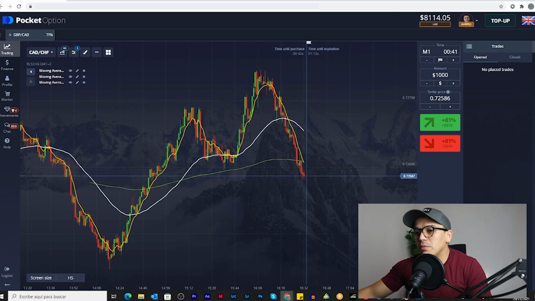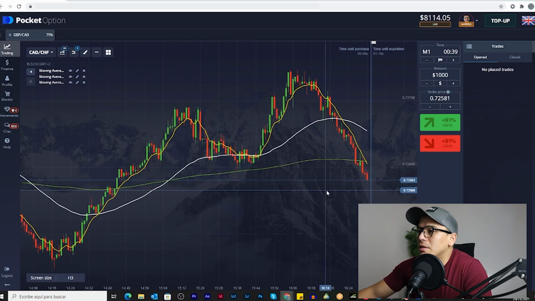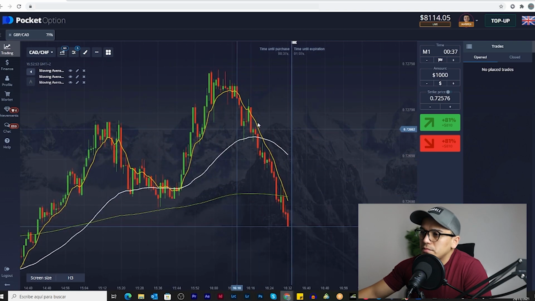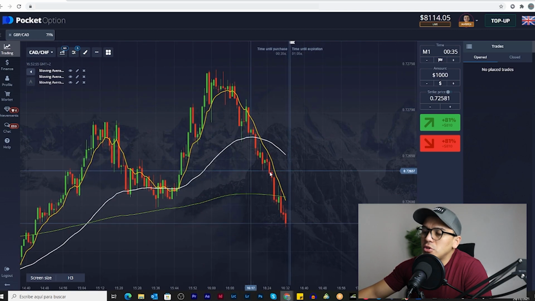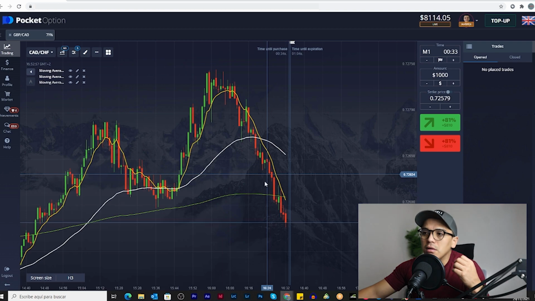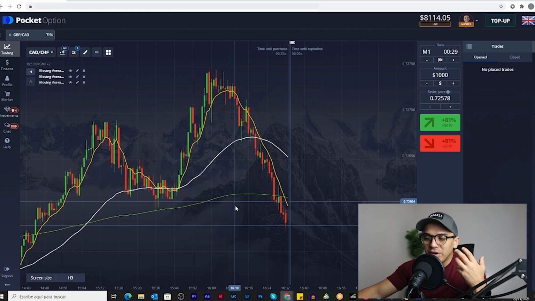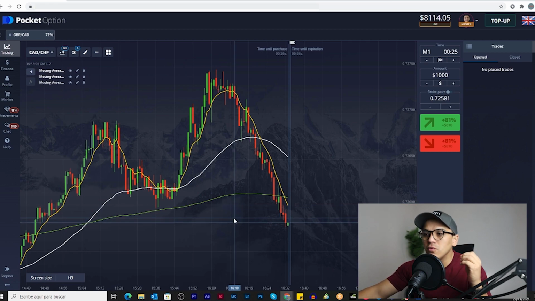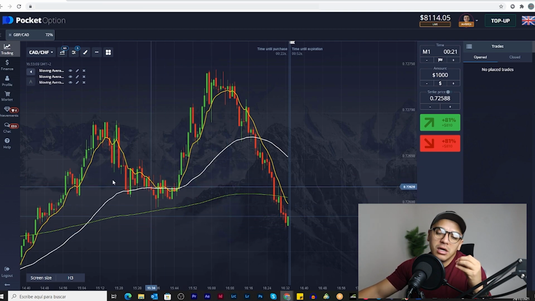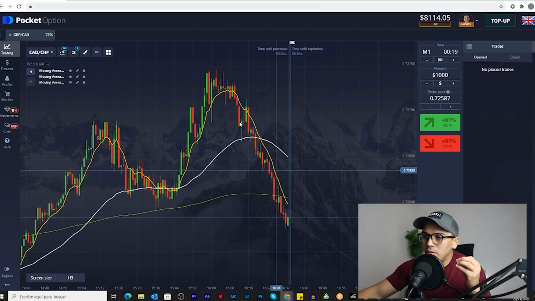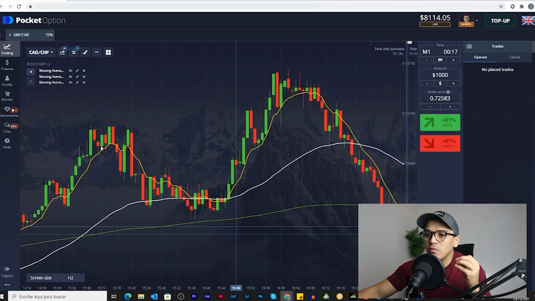It's failing right now, Pocket Option. Weird. So this is another good example of not taking the signal. My advice is to better trade following the trend. It's better, okay? But it's not the only way. A good example here shows why it's better.